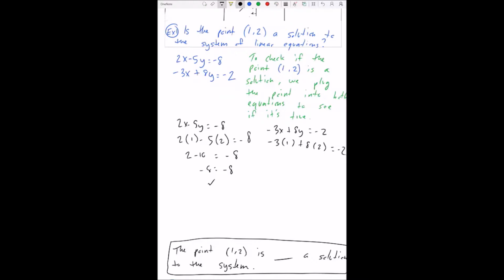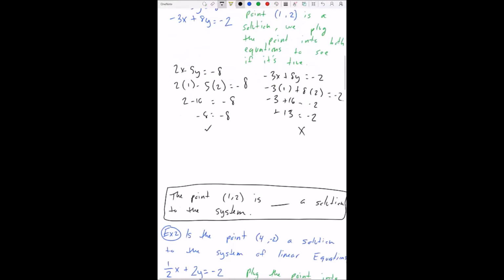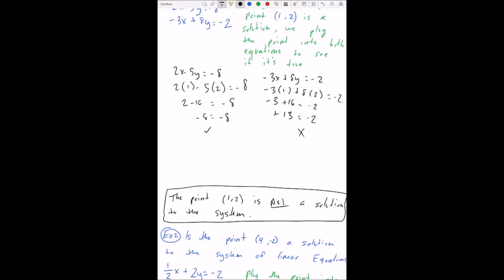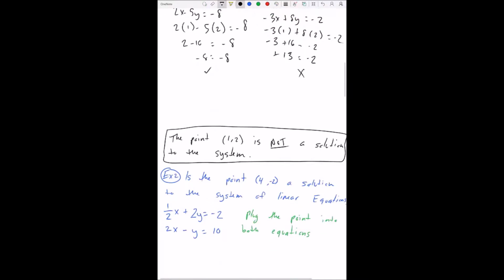We use our order of operations to work that out. Negative 3 times 1 is negative 3, and 2 times 8 is 16. Negative 3 plus 16 is, excuse me, positive 13, and that doesn't equal negative 2. So the point (1, 2) is not a solution to the system, because it doesn't work for both. It only works for one. It has to work for both in order to be a solution. So let's move on to example 2.